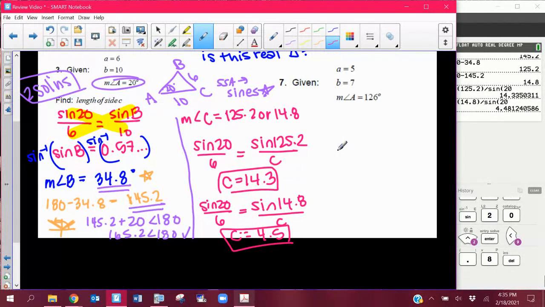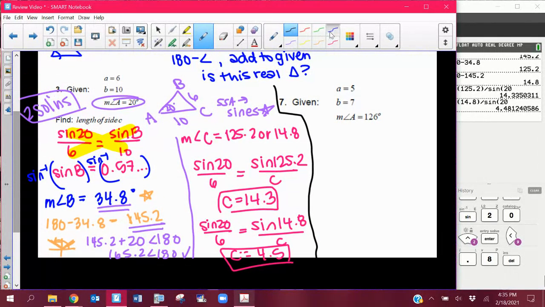Okay, so again, whenever you're looking at these and they ask you to find this length of side C, if it is ambiguous, you have to check and see if there is that second solution. Okay, here's another example of this ambiguous case. And if you notice here, you only have two different letters. That kind of tells you that you're going to be stuck with an ambiguous case.